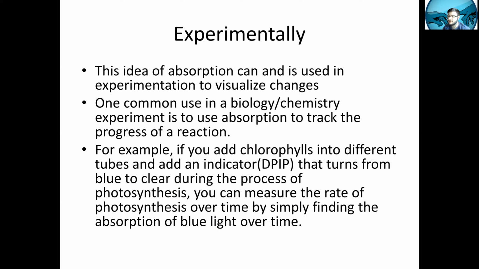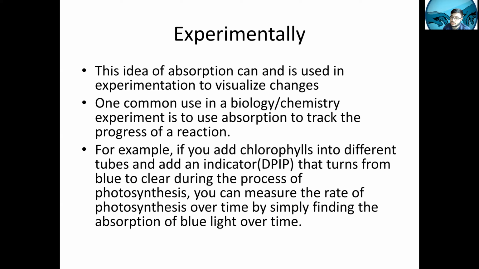Well, how you would measure the rate that the reaction is proceeding is, at least one of the ways, through absorption. For example, if you put chlorophylls into different tubes and you add an indicator, which in this case is DPIP, but you don't really have to know that. This indicator turns from a blue color to a clear color during the process of photosynthesis. The exact way it does this, you don't have to know, but it acts as a substitute for one of the intermediates, and it can accept one of the electrons and get reduced instead. And when it gets reduced, it changes from blue to clear, but you don't have to know that.